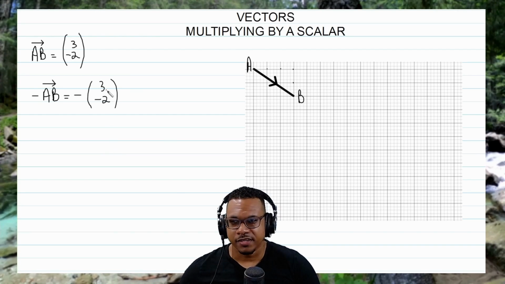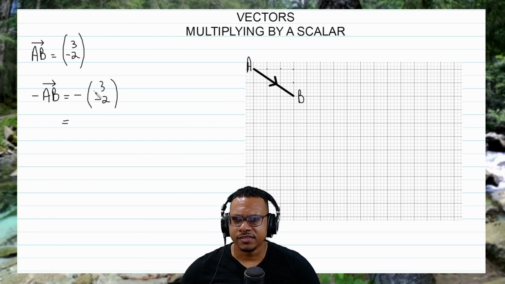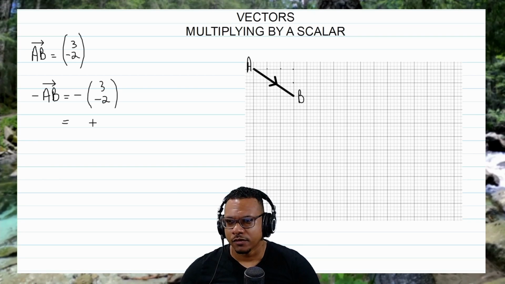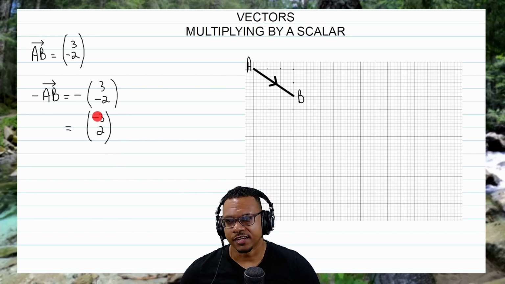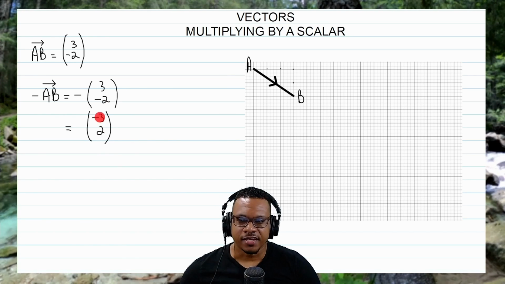So that will be multiplying the column matrix 3, negative 2 by negative 1. So having this negative sign outside the brackets implies that we are multiplying the 3 and negative 2 by negative 1. So negative 1 times positive 3 would give negative 3, and negative 1 times negative 2 will give positive 2. So now let's draw this vector negative 3 and 2. So negative 3 will be 3 units to the left, and 2 will be 2 units upwards.